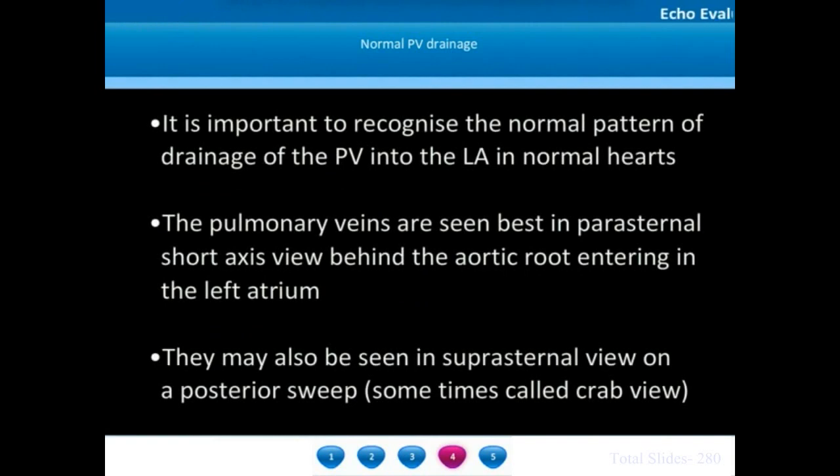Before we go into the pulmonary venous abnormalities, it is very important to recognize how a normal pulmonary vein drainage will look on echocardiography. The pulmonary veins are best seen in the parasternal short axis view behind the aortic root as they enter into the left atrium, and they may also be seen in the suprasternal view on a little bit of posterior sweep. This view is sometimes called a crab view. The body of the left atrium forms the body of the crab, and the pulmonary veins are represented as the legs of the crab.